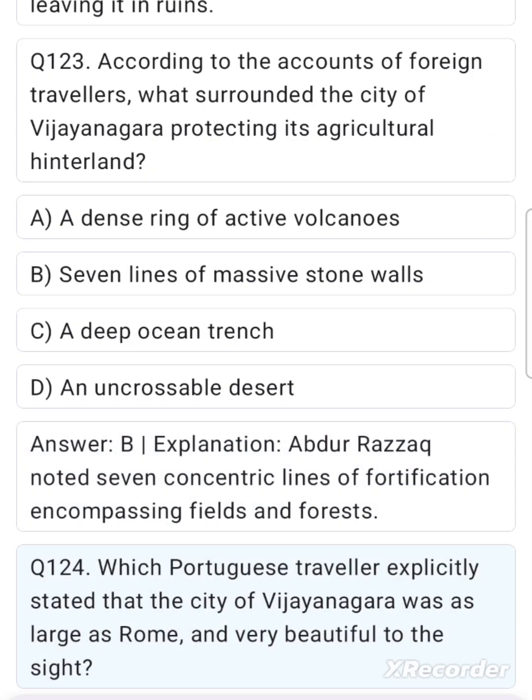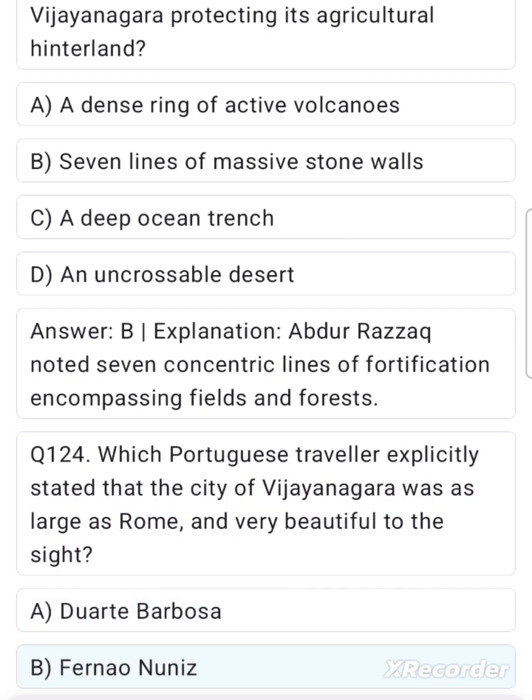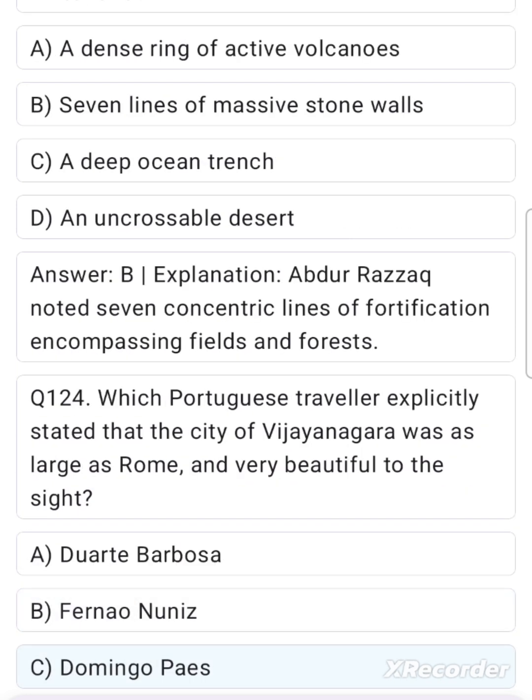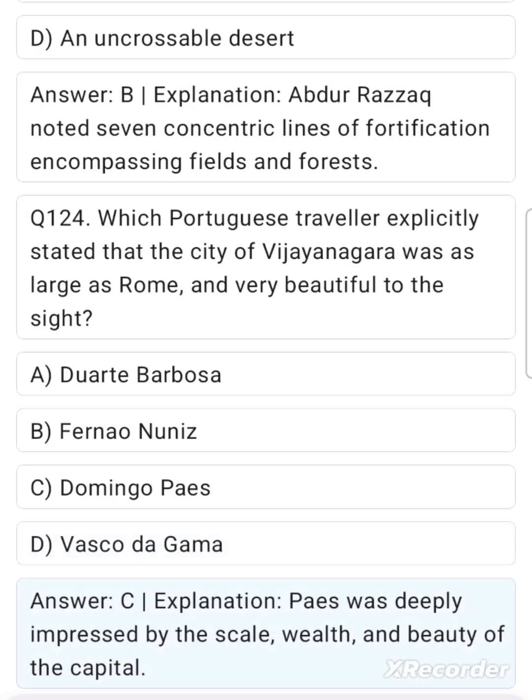Q124. Which Portuguese traveler explicitly stated that the city of Vijayanagara was as large as Rome, and very beautiful to the sight? A. Duarte Barbosa. B. Fernão Nunes. C. Domingo Paes. D. Vasco da Gama. Answer: C. Explanation: Paes was deeply impressed by the scale, wealth, and beauty of the capital.